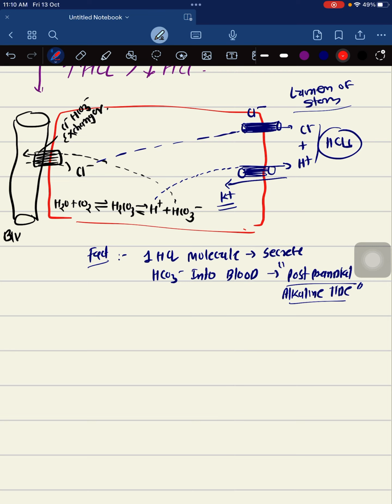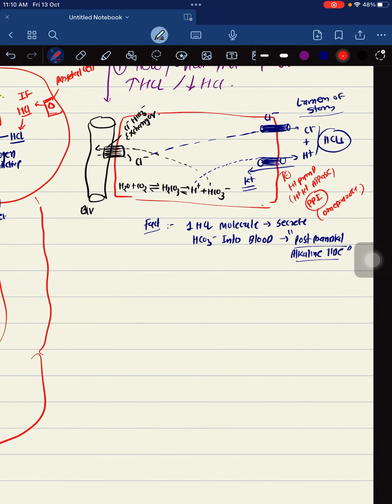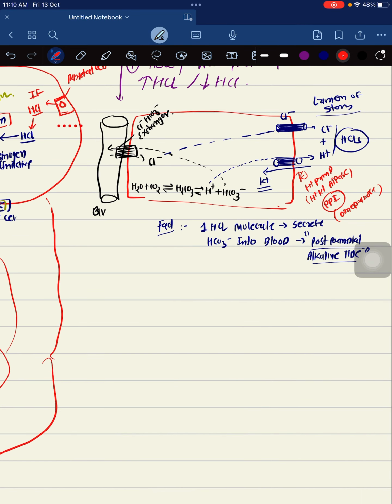Then we have some applied aspects. The H plus K plus ATPase pump is inhibited by proton pump inhibitors like omeprazole or something like that. Okay. And PPI is the drug of choice for all ulcers.